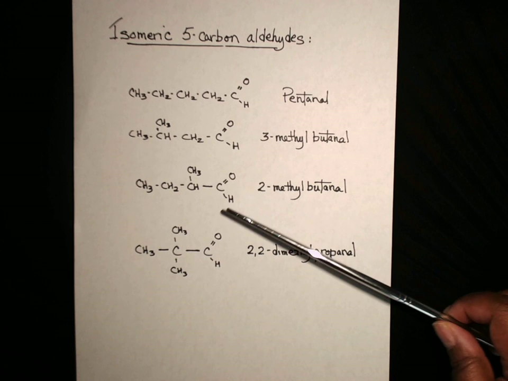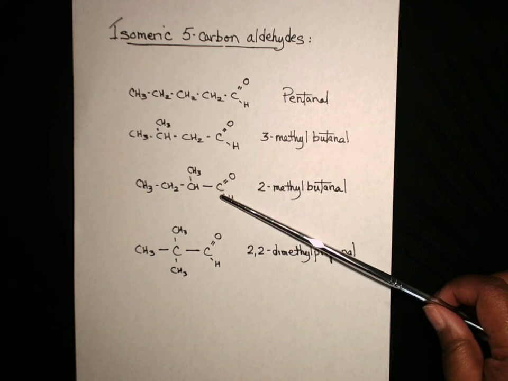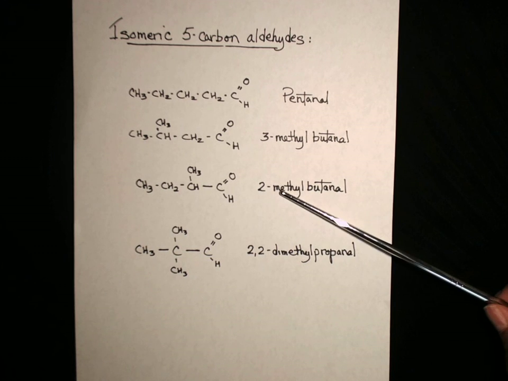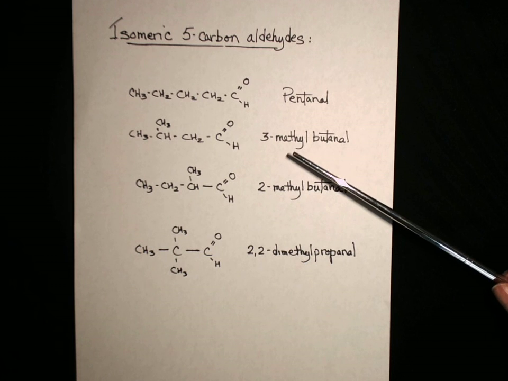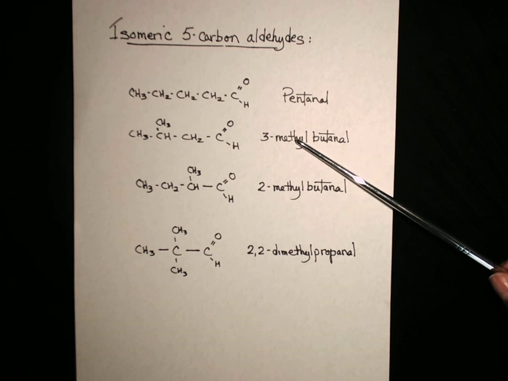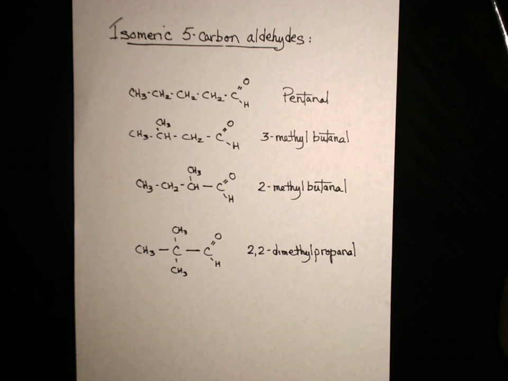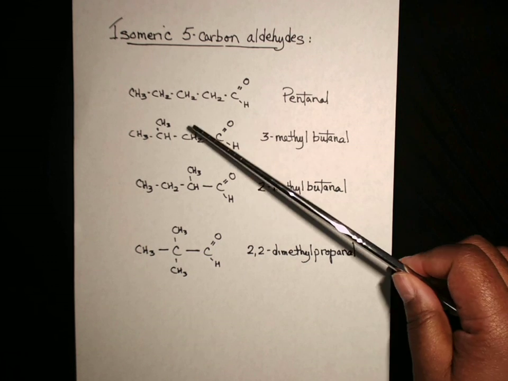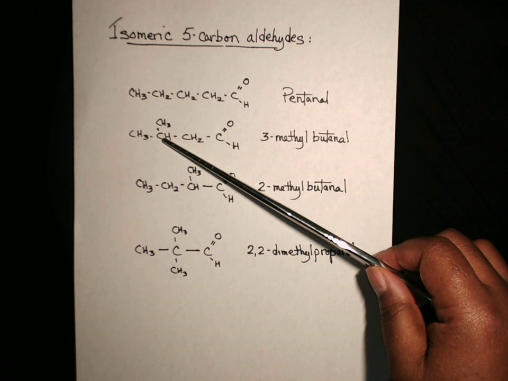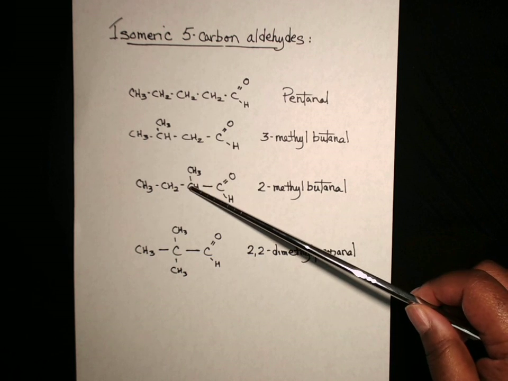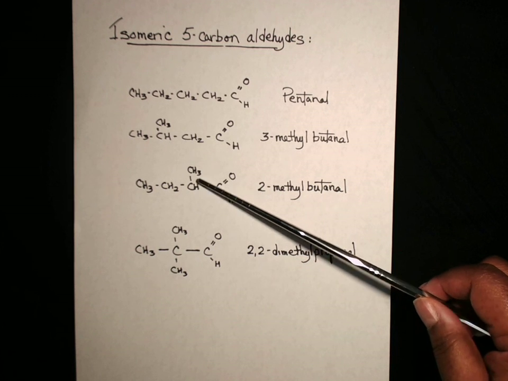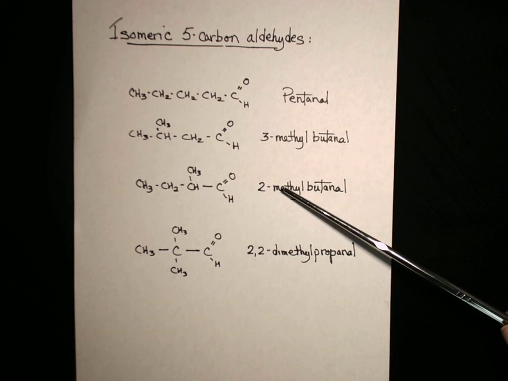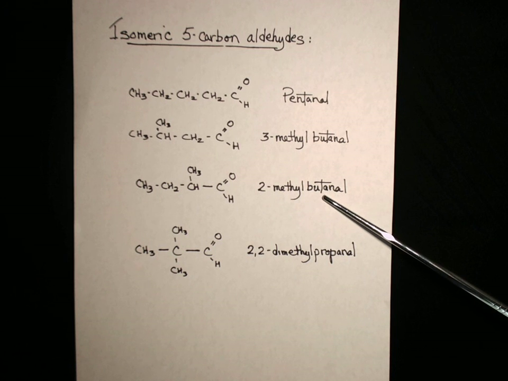Now, if you look at the third example, this is the third example right here. It looks a lot like the second example. The only difference is the positioning of the methyl group. So, if this is carbon 3, this must be carbon 2. So, we have a 2-methyl butanal.